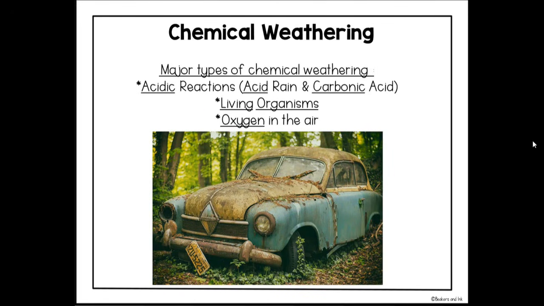So there's some major types of chemical weathering. It can happen by acidic reactions like acid rain or acid precipitation and something called carbonic acid that we'll talk about later, living organisms, and oxygen in the air. If you take a look at this car, you notice the rust on the car. The rust on the car is an example of chemical weathering. Once a car rusts, you cannot get that steel back.